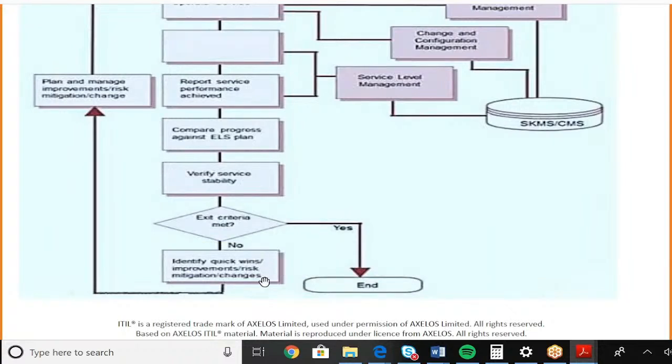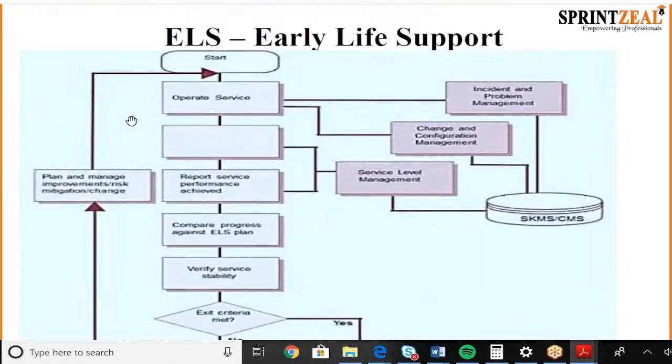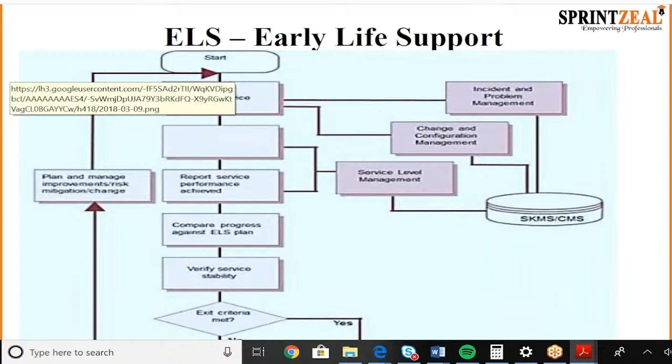If not, we identify quick wins, improvements, risk and mitigations, and changes. And then we plan and manage those things to closure, and then that feeds the entire cycle again. So early life support is just on standby to verify that the release was successful. Okay. Any questions?